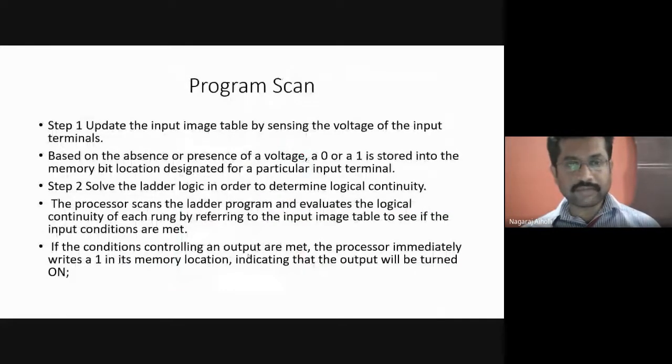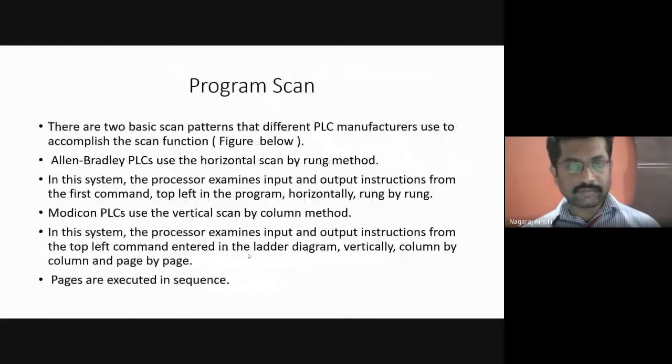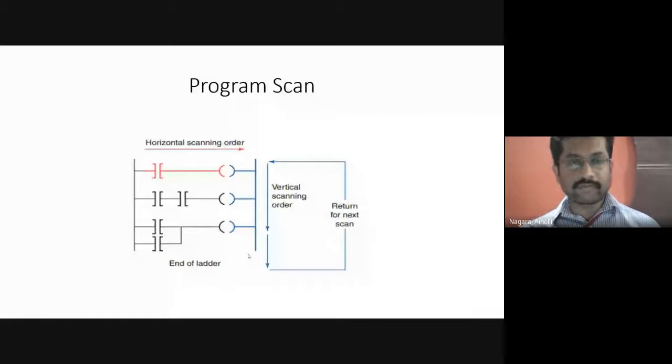Program scanning process, continuation of that. That was the figure where we explained there. Then what is meant by horizontal scanning? From left to right scanning. Top to bottom scanning is called as vertical scanning. Okay.